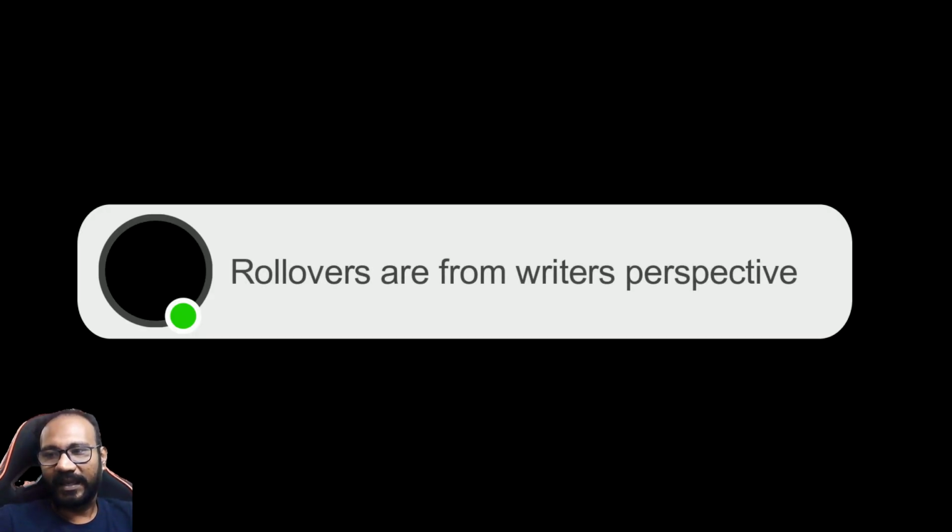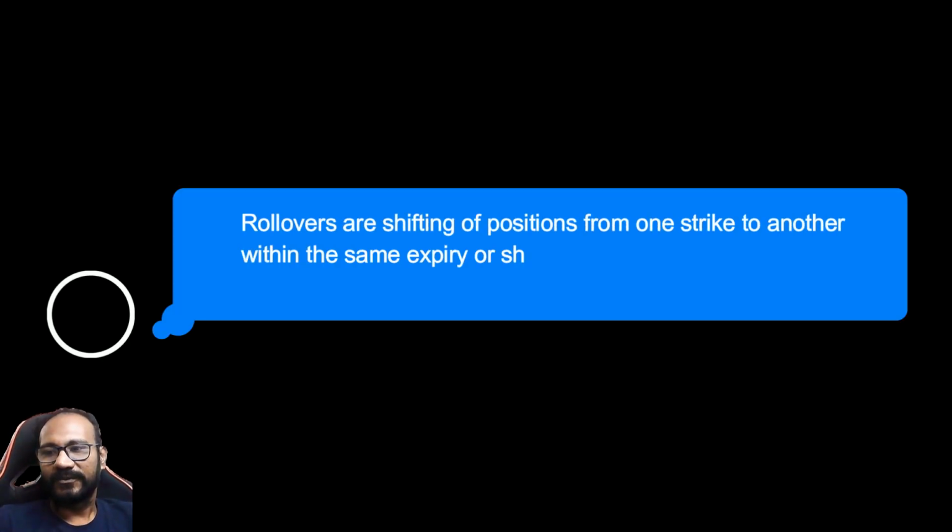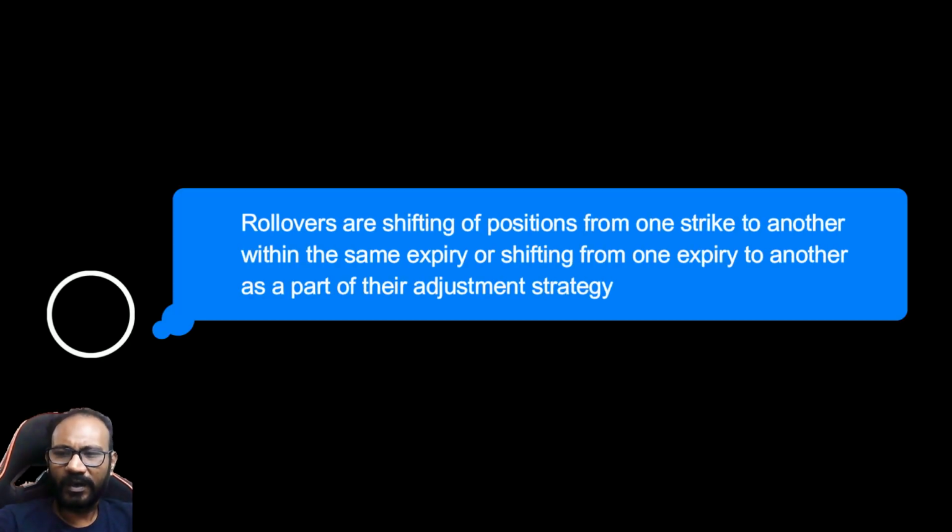Always the context of options is looked in terms of option writing. So when we say rollover, it is from the writer's perspective. Although buyers would also say that I am going to do a rollover, in reality, it is largely the writers who shift their position from one contract to the other contract or from one strike to the other strike. Let's spend some time in this video to understand what is a rollover.